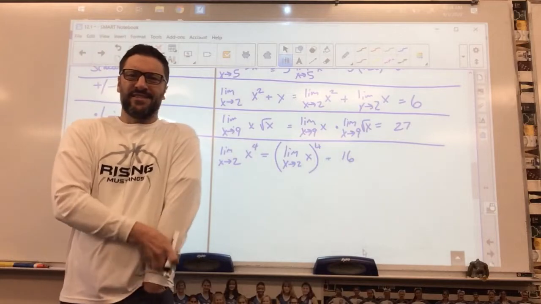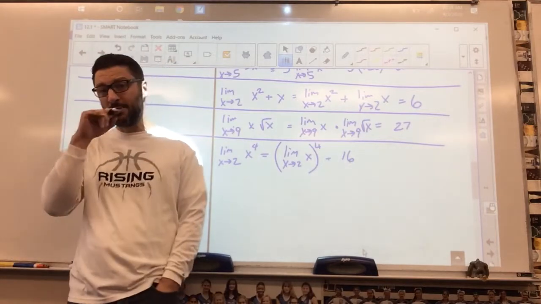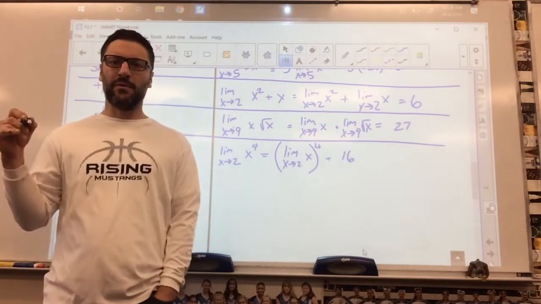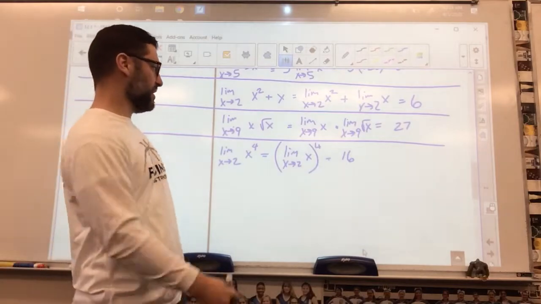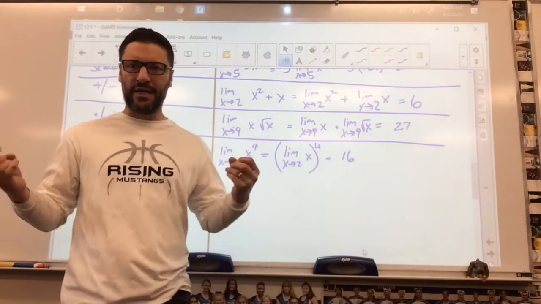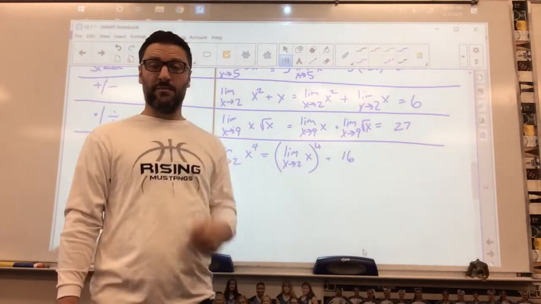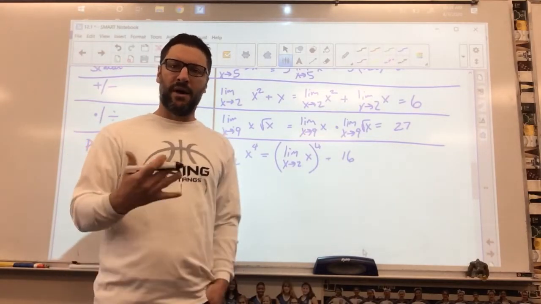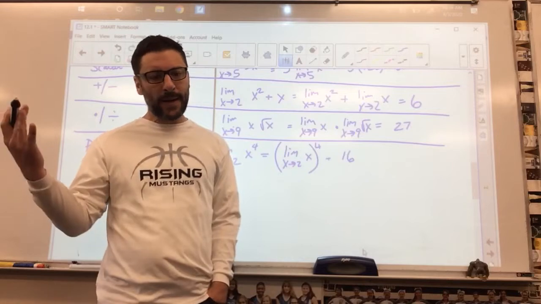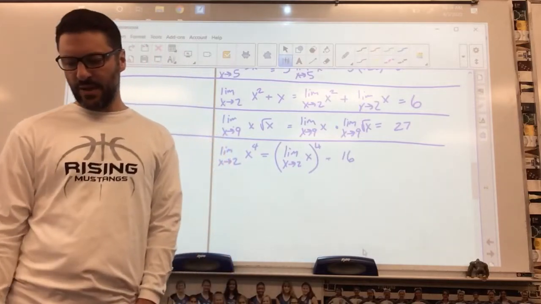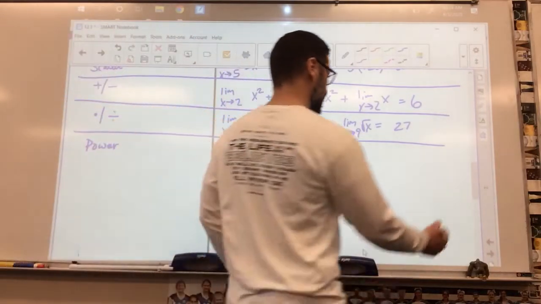These properties exist. Don't use them a ton. A lot of times what we want to do is just plug the number in originally and we don't have to break it apart. But these properties allow you to break limits apart when you need to. I might refer to these a little bit. We'll use them from time to time, but we'll go from there.